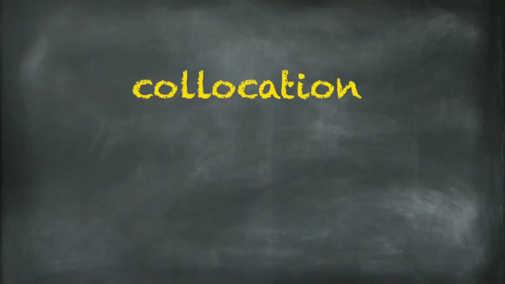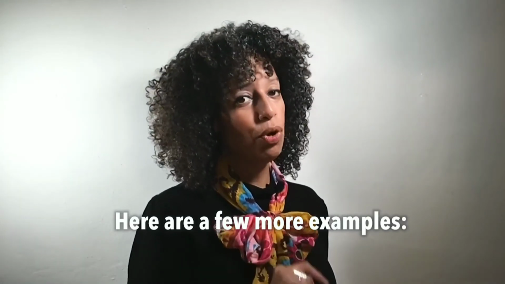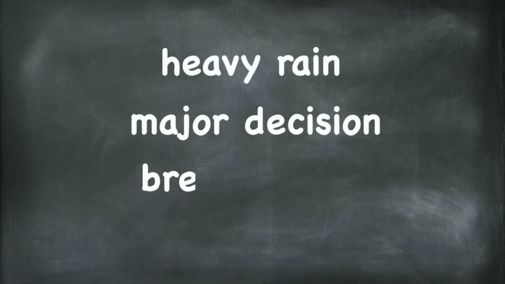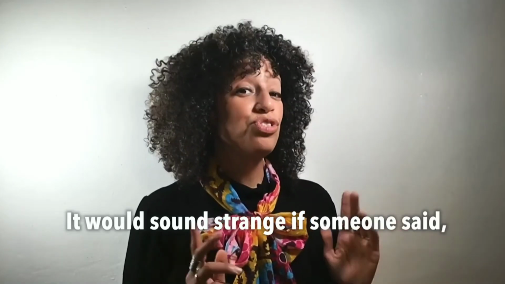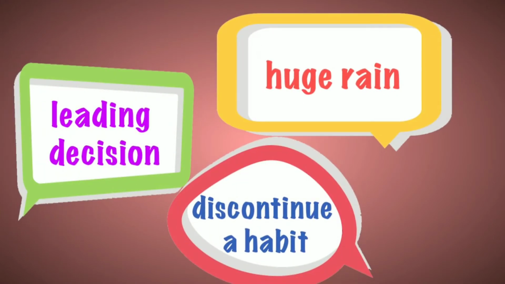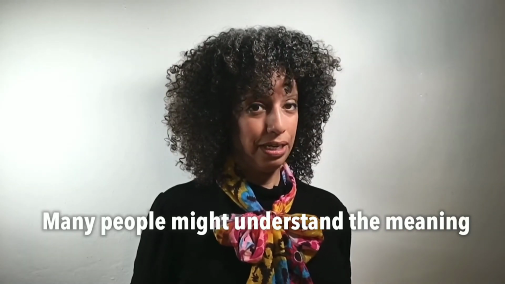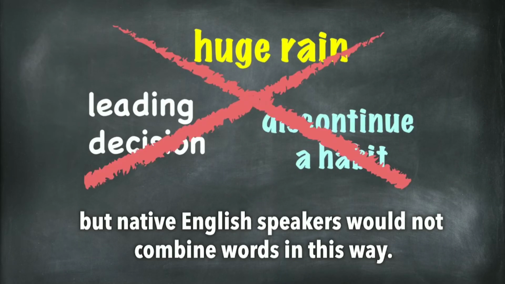A collocation is a group of two or more words that is almost always used together. Here are a few more examples. Heavy rain, major decision, break a habit, and make a mistake. It would sound strange if someone said huge rain, leading decision, discontinue a habit, or do a mistake. Many people might understand the meaning, but native English speakers would not combine words in this way.